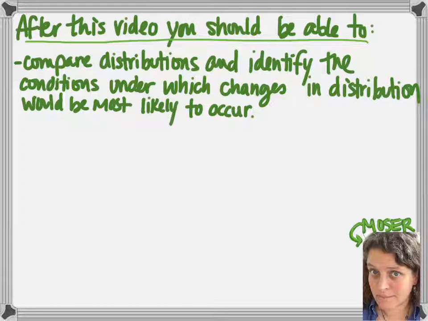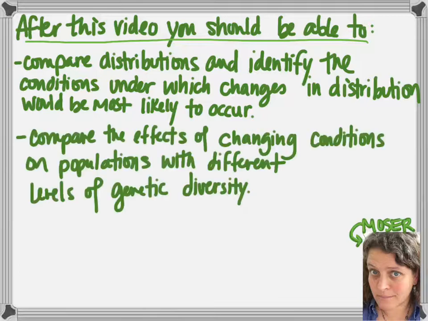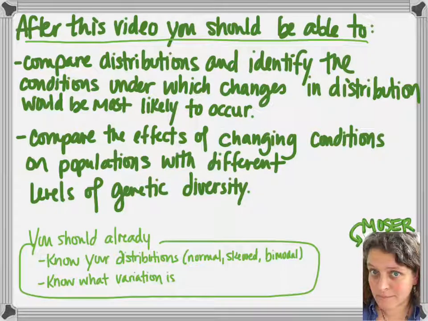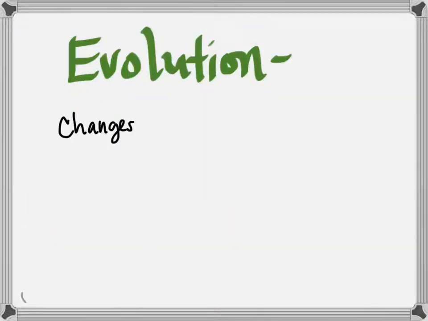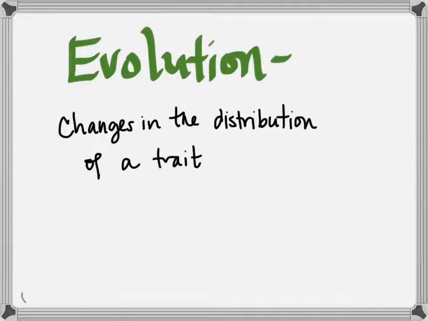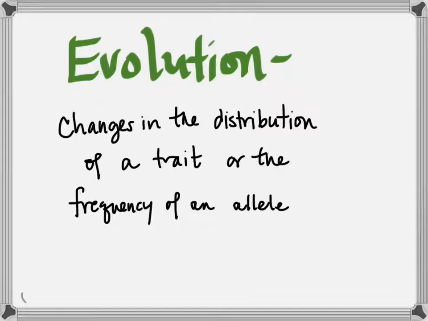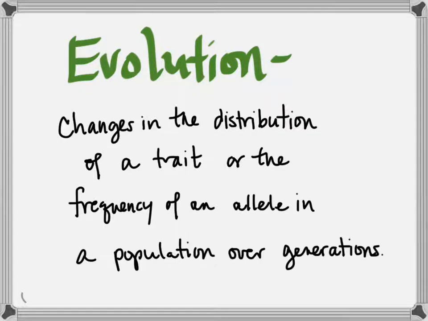in distributions would be most likely to occur, and compare the effects of changing conditions on populations that have different levels of genetic diversity. You should already know your basic distributions, and you should know a little bit about what variation means. You already know that one of the most common definitions for evolution is changes in the distribution of a trait or the frequency of an allele in a population over generations.